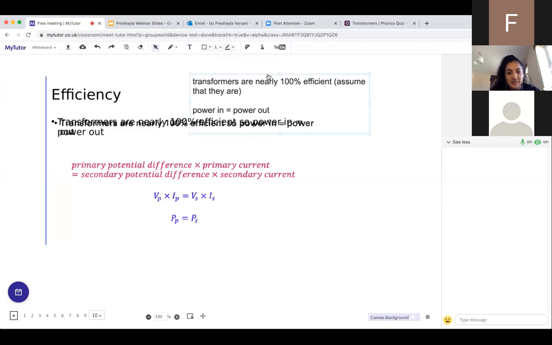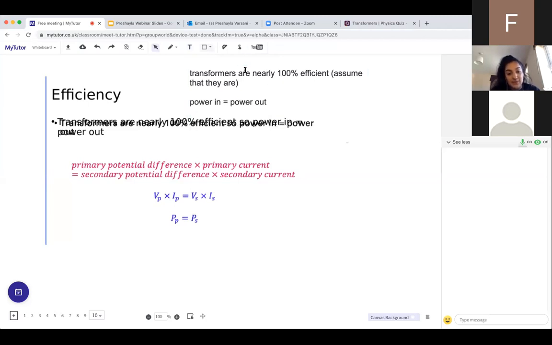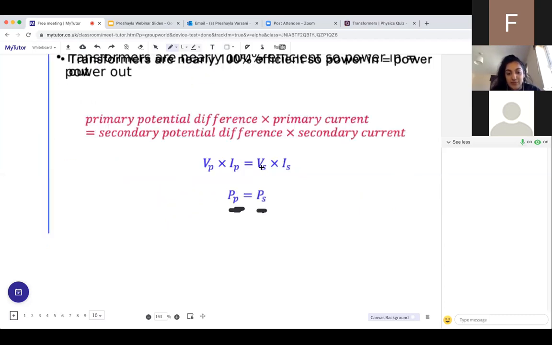Okay, so this statement is really important. The power that comes in is equal to the power that comes out. Now you may remember, if you think all the way back to the electricity webinars, power is equal to IV. Power equals IV, where I is obviously current and V is voltage. So the primary power equals the secondary power. Okay, primary power equals secondary power.